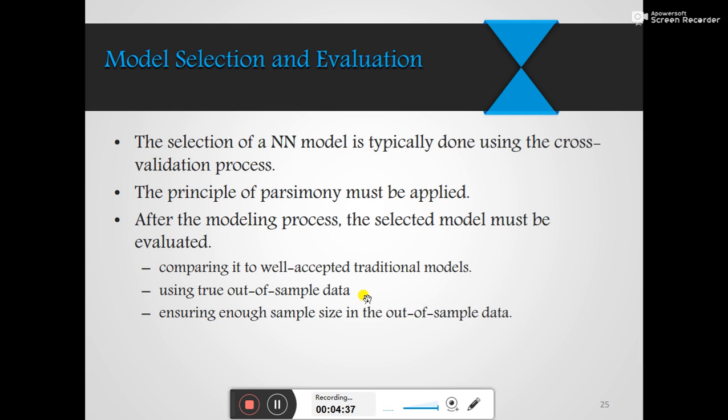So to select a proper neural network model, you need to properly validate the model. Typically it is done by using the cross-validation process. The principle of parsimony must be applied. After a modeling process, the selected model must be evaluated using well-established evaluation metrics, comparing it to well-accepted traditional models using true out-of-sample data, ensuring enough sample size in the out-of-sample data.